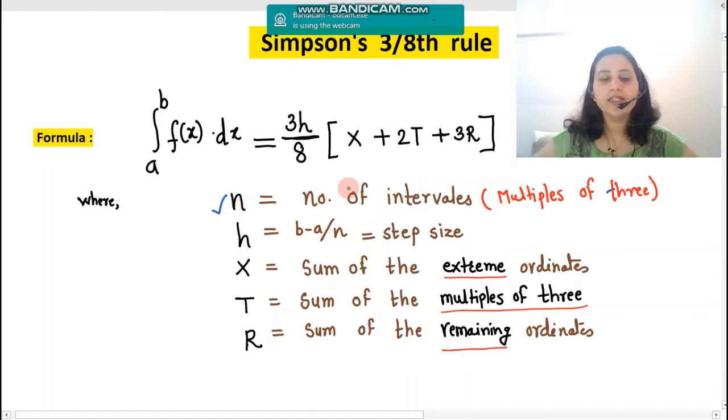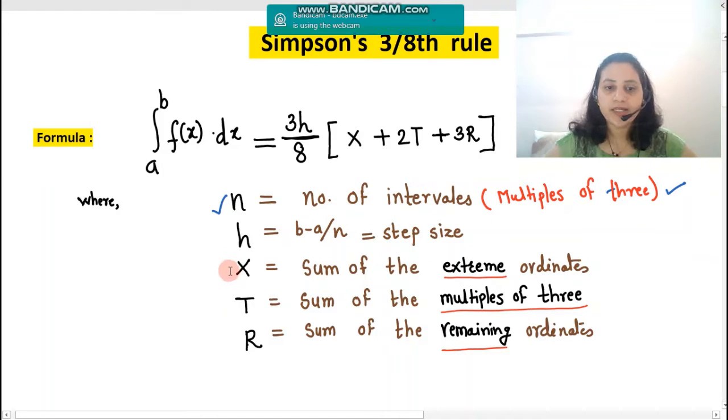First, n is equal to the number of intervals, and there is a main condition on the number of intervals: the number of intervals should be a multiple of 3. So when we solve a sum by Simpson's 3/8 rule, always remember that we have to divide the interval into a multiple of 3 parts. Now h is equal to (b minus a) by n, and h is nothing but the step size or width of the interval.